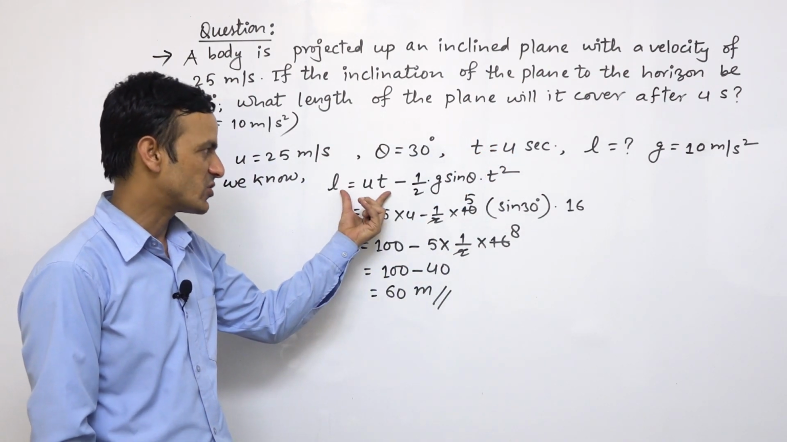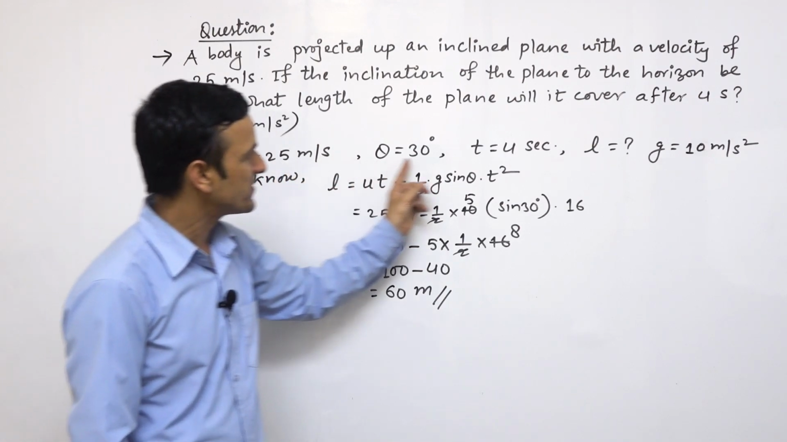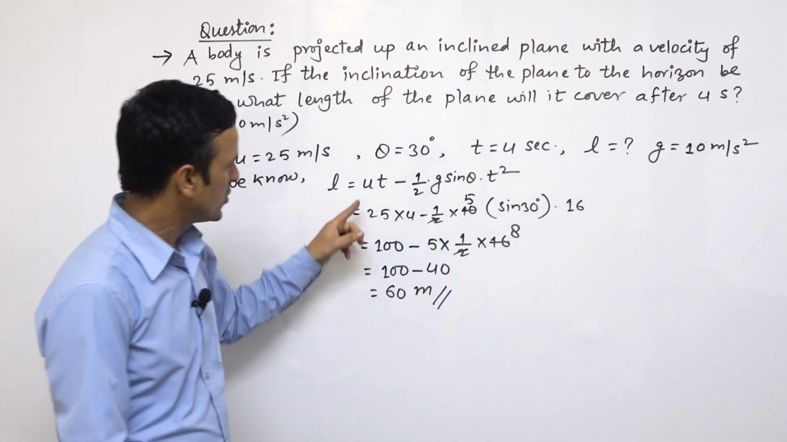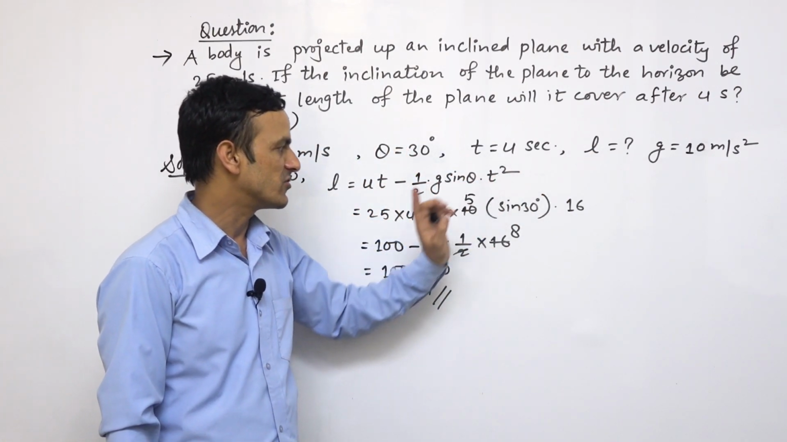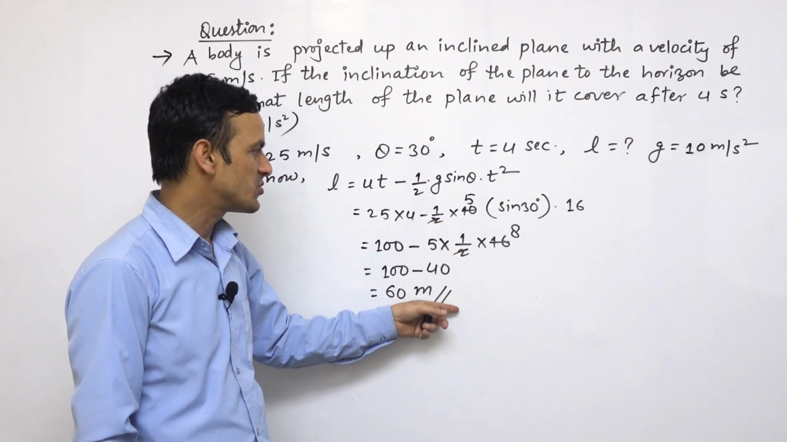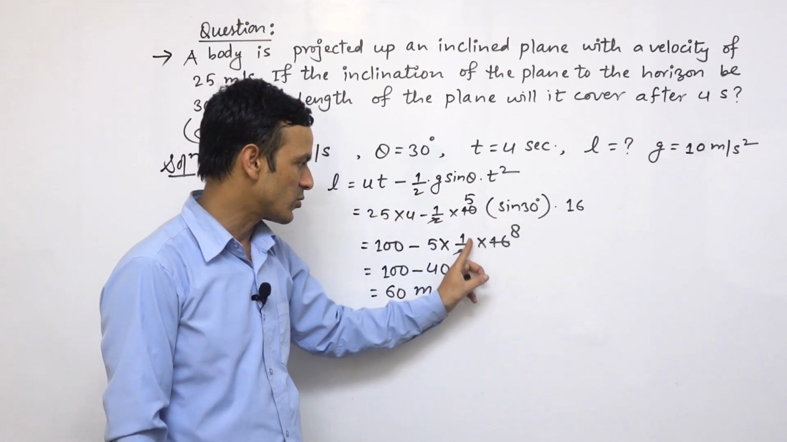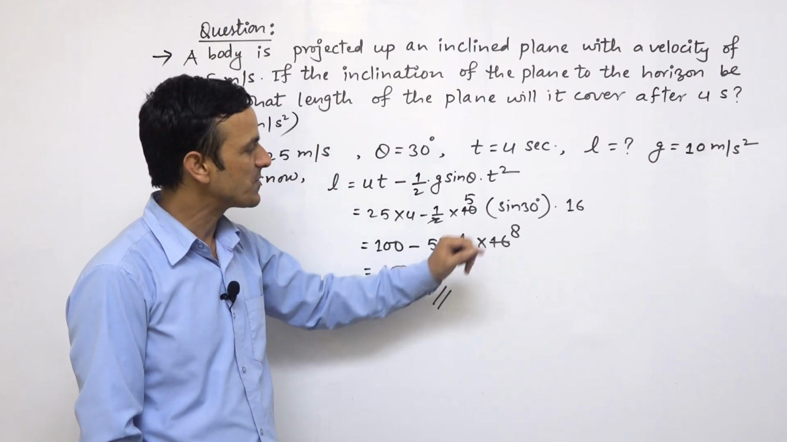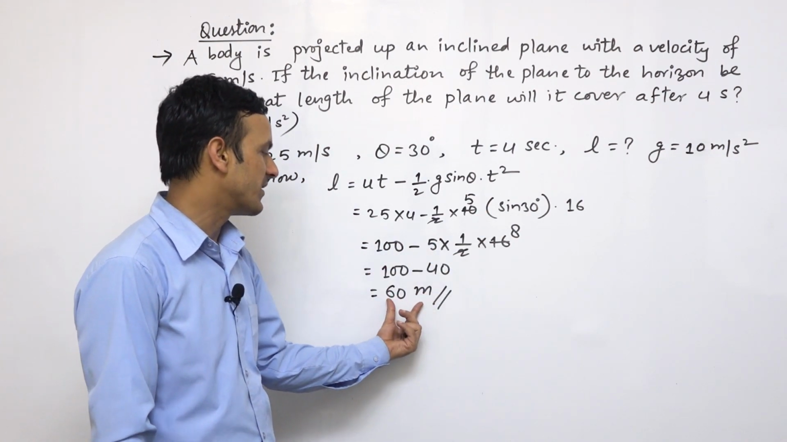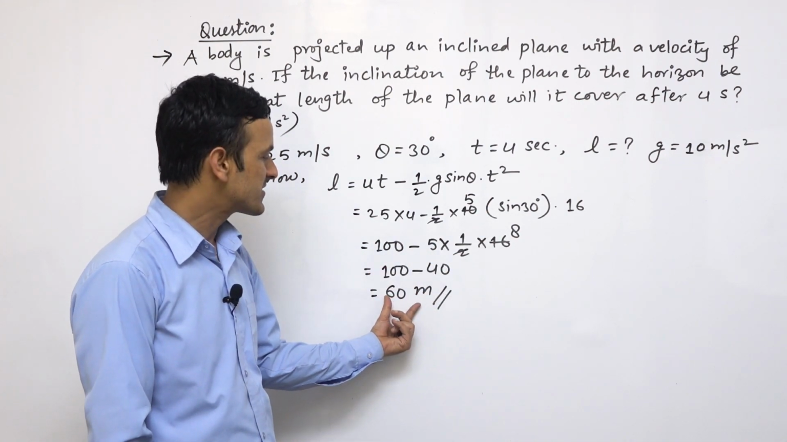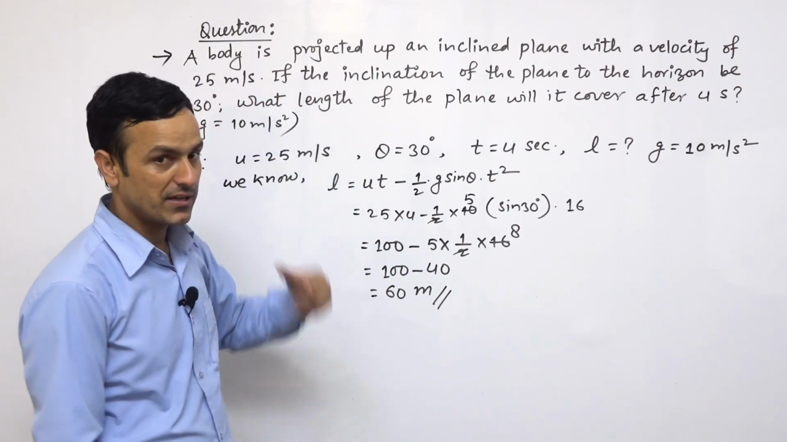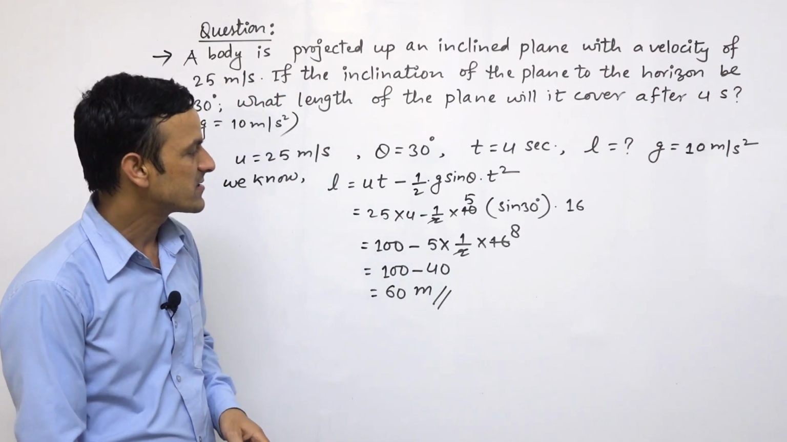So this formula is suitable on the basis of this data. So ut minus half g sin theta into t square. After substituting all the values, sin theta is equal to 1/2. It is the tabulated value of sine. So solve it, then you get the required term. So this is the distance covered by this body. So in this way we can solve it.